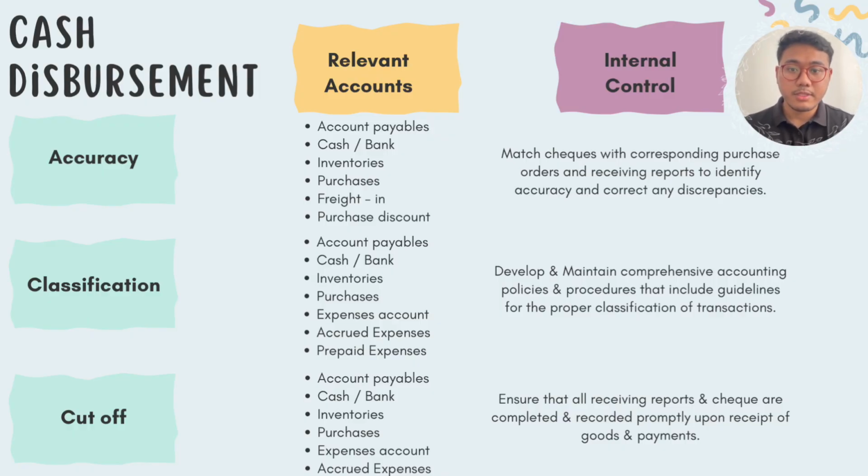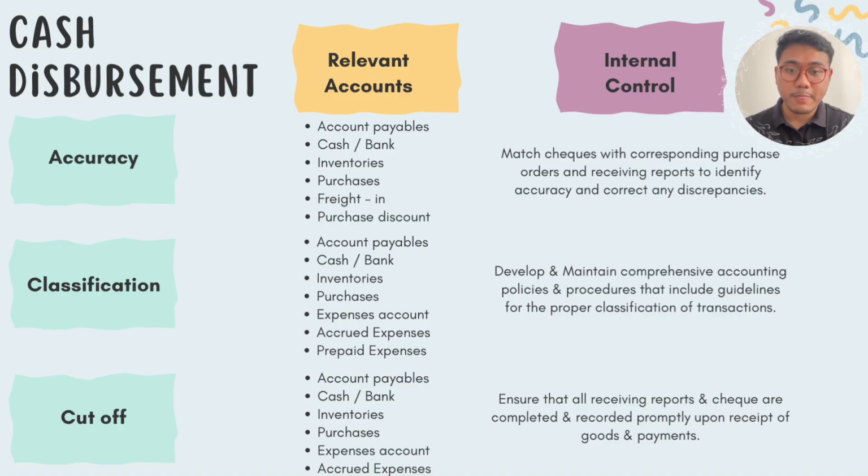Accuracy in cash disbursement is vital to ensure that all payments are made correctly and in line with the company's financial records. The key accounts involved under this aspect include accounts payable, cash or bank, inventory, purchases, return inward, and purchase discount. To maintain accuracy, internal control must be in place. One of the most effective controls is to match checks with corresponding purchase orders and receiving reports. This process helps identify any discrepancies early and allows us to take corrective action before the payment is finalized.